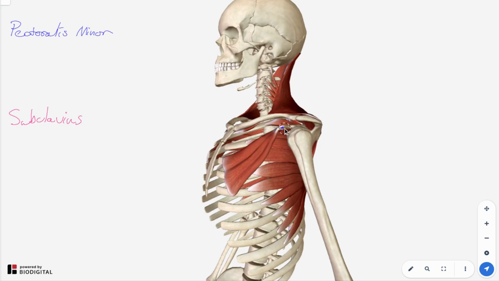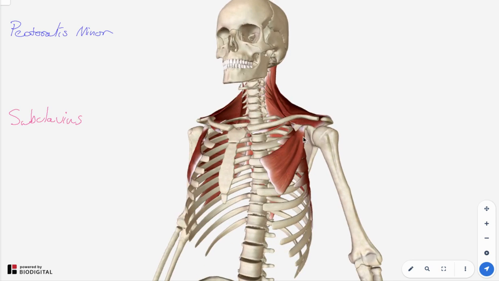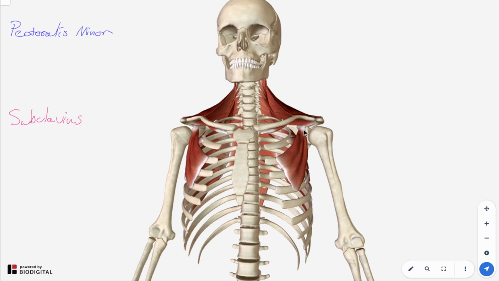And its primary effect is going to be forward tilt. So forward tilt of the scapula is going to be pulling the scapula almost over the shoulder like this, so kind of tilting it forward. And then it also is going to assist in abduction and depression.